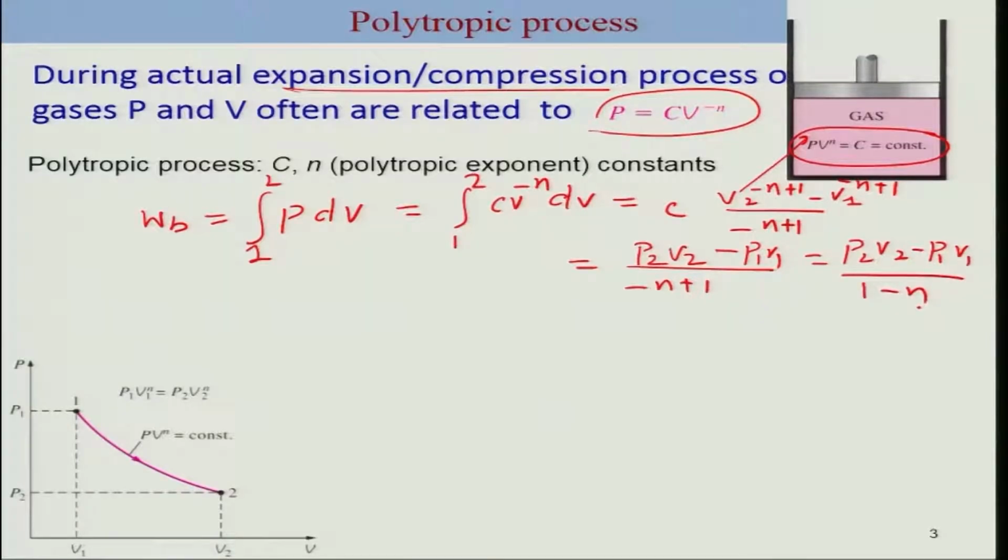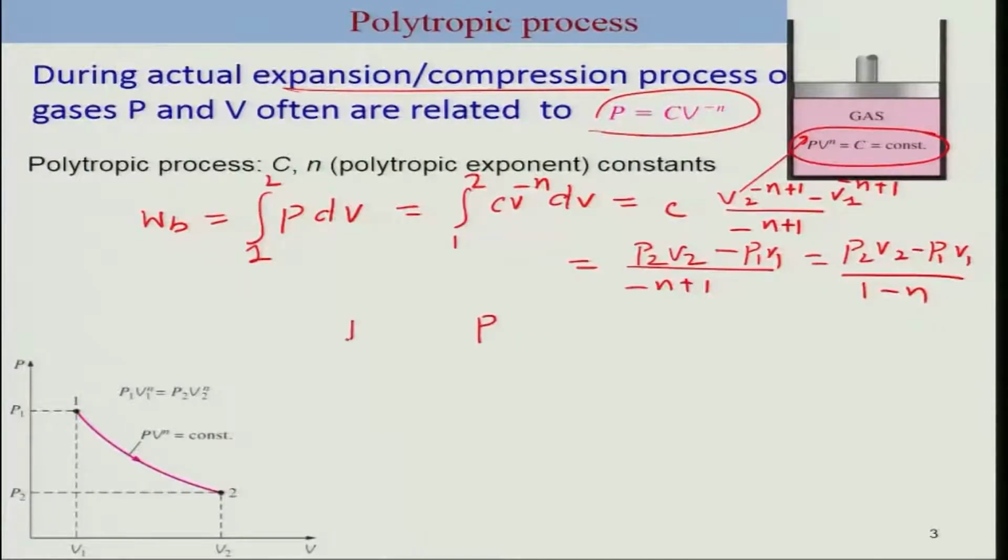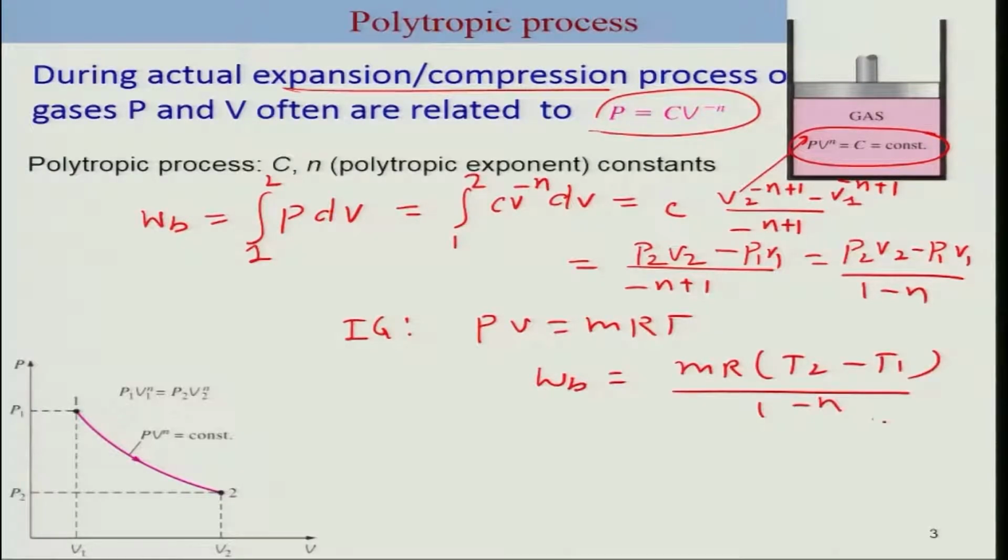Okay. Now if you are considering an ideal gas, then we can make use of the ideal gas equation of state and replace PV by mRT in terms of temperature. So you can write for an ideal gas PV is equal to mRT. So thus your W_B is mR (T2 minus T1) over (1 minus n). So note that n should not be equal to 1. So this is true for n not equal to 1.